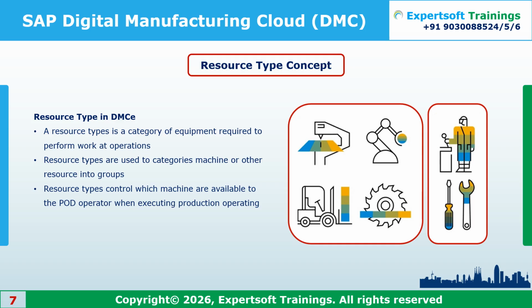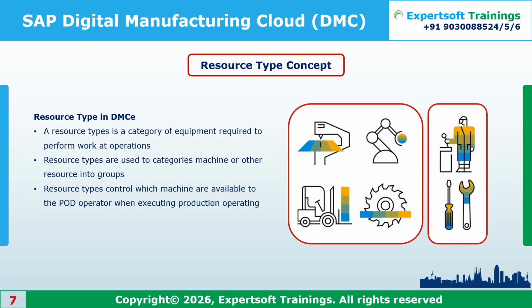So, resource type concept. As I mentioned, every equipment or every work center, from the production point of view, will be considered as a resource in the DM. So, a resource type is a category of equipment required to perform the work at an operation.